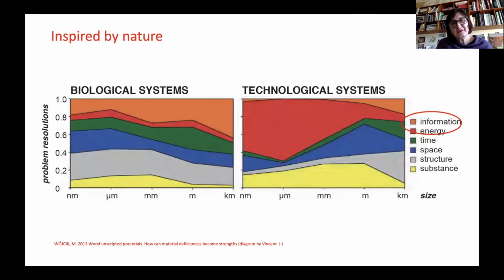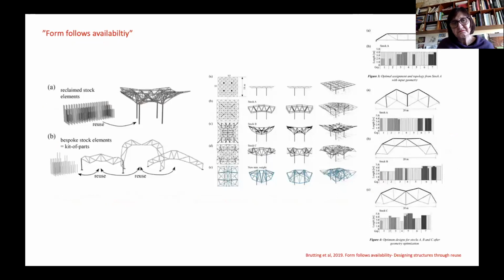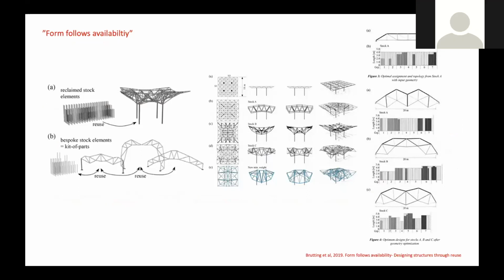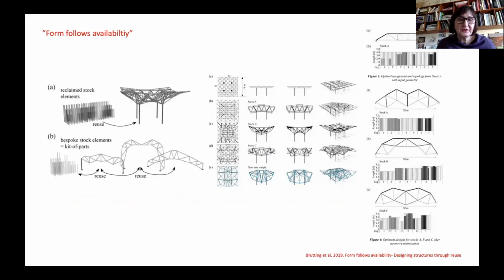When we work, we're really inspired by nature, and we would like to look up to biological systems and how they use information. They're information heavy rather than energy heavy. Also, for the next project that I'll show, this paper by a young MIT researcher, Follows Availability, was also inspiration. Here he looks at steel members, a stock of elements that he has, and he works with a digital tool that then helps him define different geometries for the use of elements that he's working with.